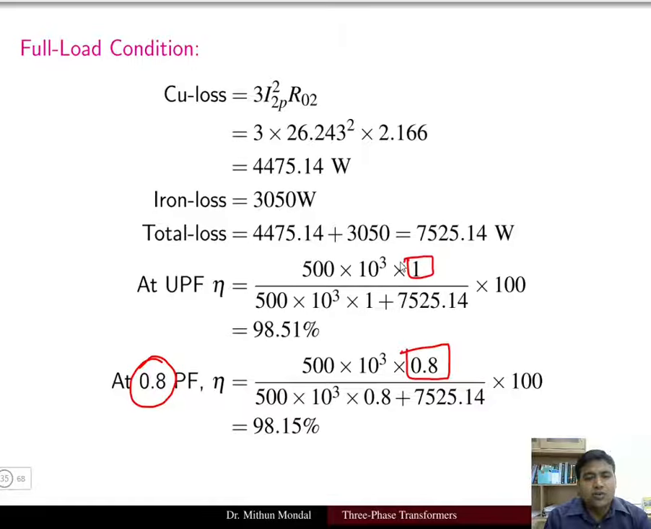However, at 0.8 power factor condition, we have to substitute 0.8 instead of 1, which was the unity power factor condition. And here also we have to substitute in the denominator, which gives you 98.15%. The losses remain the same because we are dealing with the full load condition.